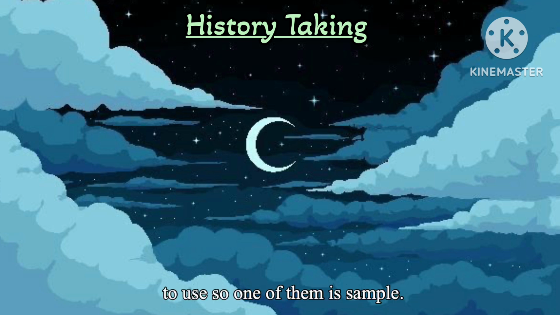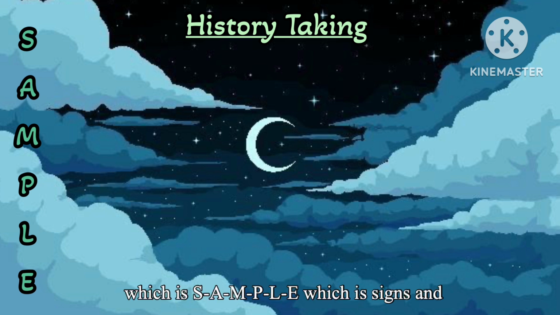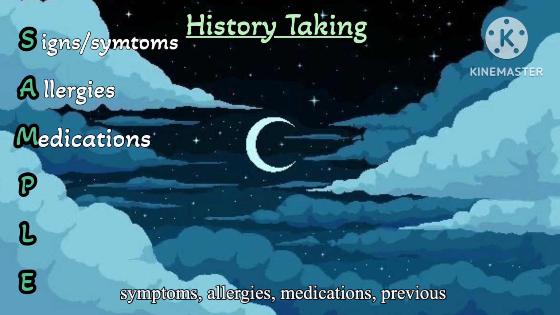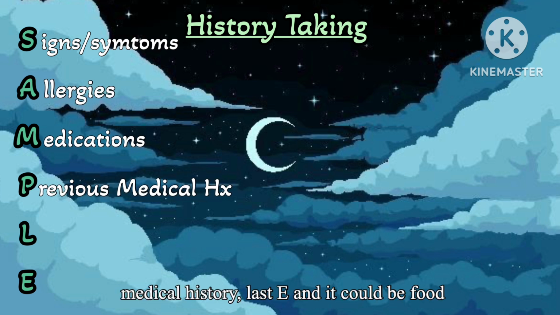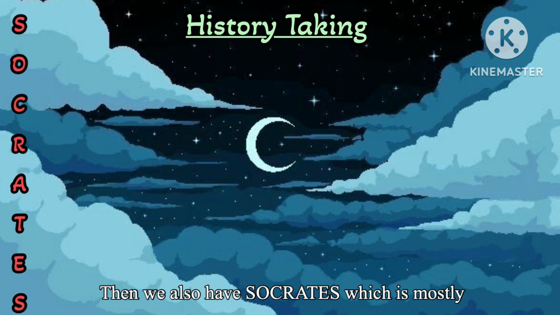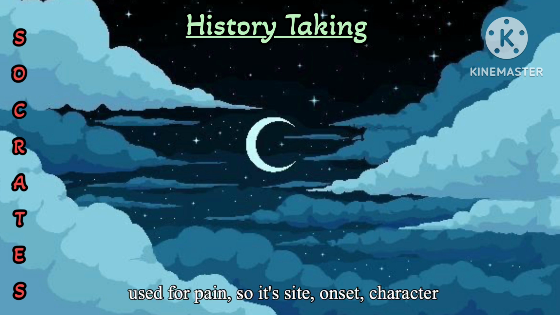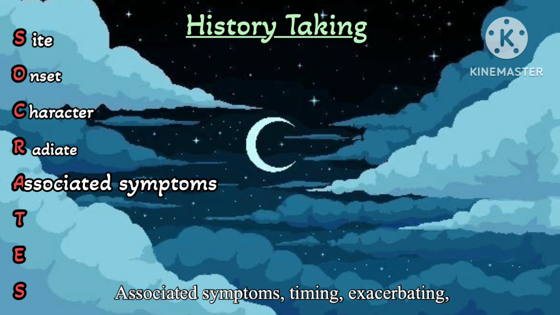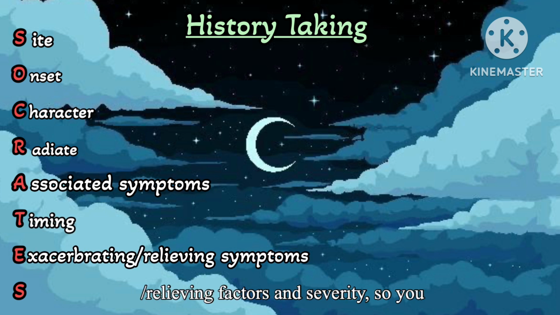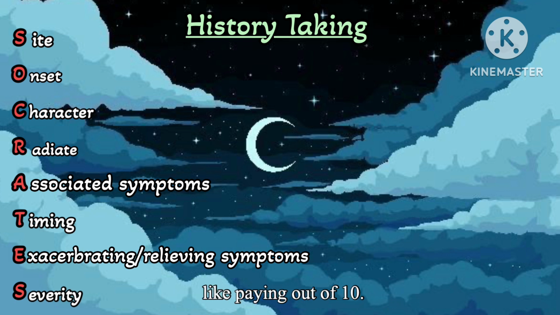Then we have some phrases that we like to use. So one of them is SAMPLE, which is signs and symptoms, allergies, medications, previous medical history, last eaten, it could be food or drink, and then events leading up to this. Then we also have SOCRATES, which is mostly used for pain. So it's site, onset, character, radiate, associated symptoms, timing, exacerbating/relieving factors, and severity. So you ask for pain out of 10.